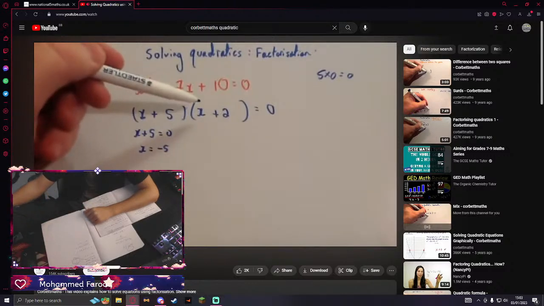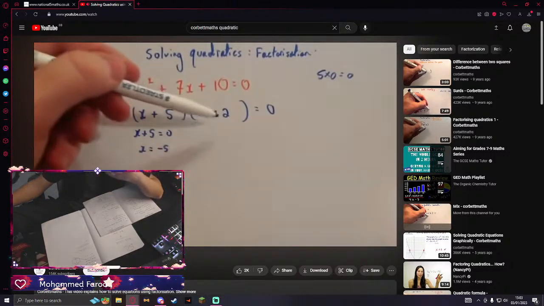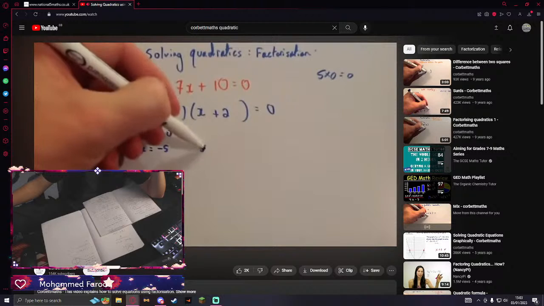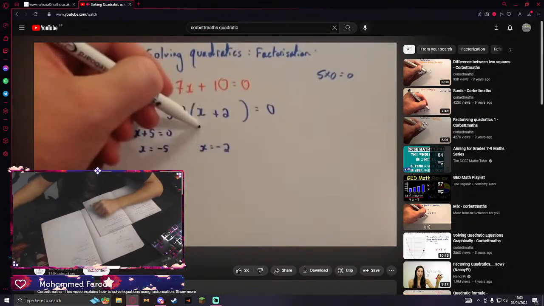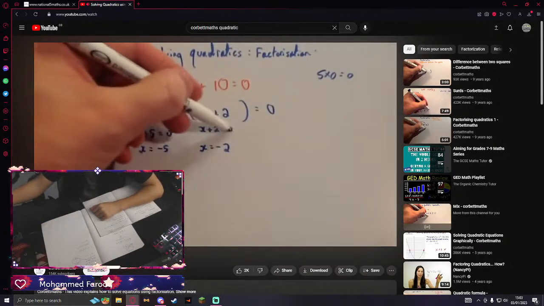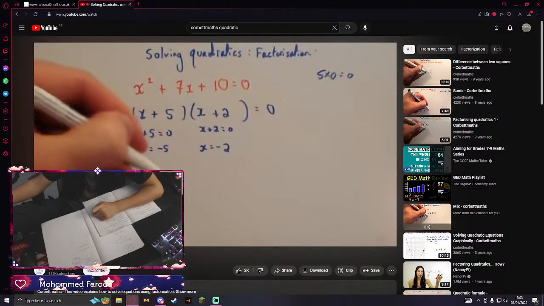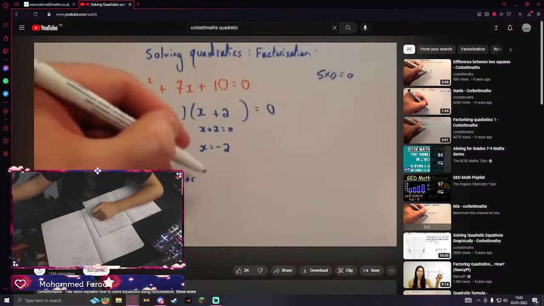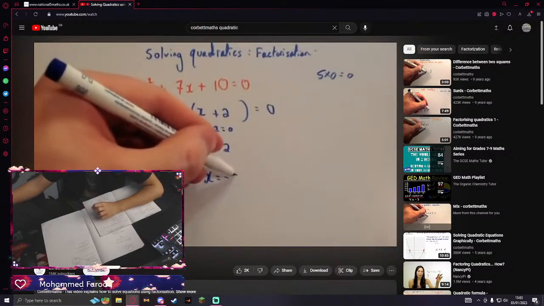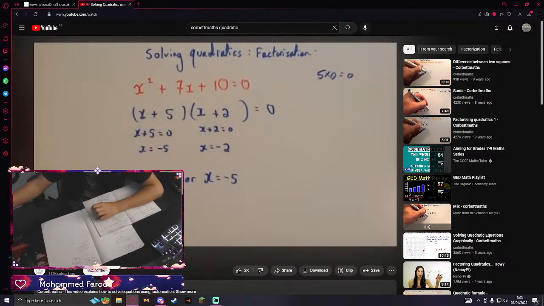For this one, obviously you know the answer is going to be minus 2 because minus 2 plus 2 is 0. So x would equal minus 2. Alternatively, you could just write x plus 2 equals 0 and then solve it to get x equals minus 2. So the solutions are x equals minus 2 or x equals minus 5. So we've got our two solutions.